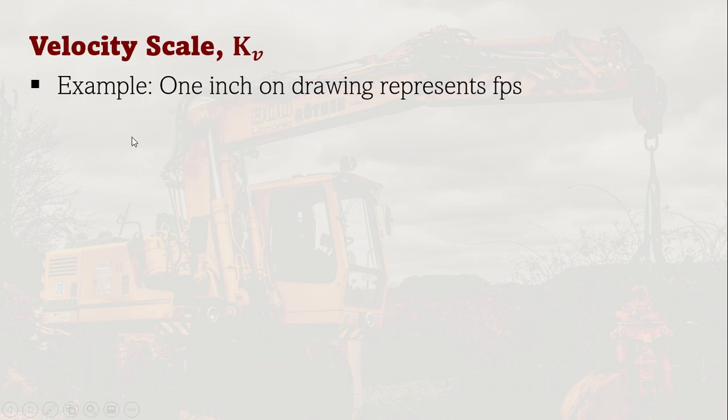Then we also have velocity scale denoted by the symbol kV. So example, 1 inch in your drawing represents a particular feet per second or meter per second. So for example, if your kV is 1 inch, that means that 1 inch in your paper is 5 feet per second in actual. Or 1 inch or 1 centimeter in your drawing represents 5 meters per second. So depending on the scale that you will use.